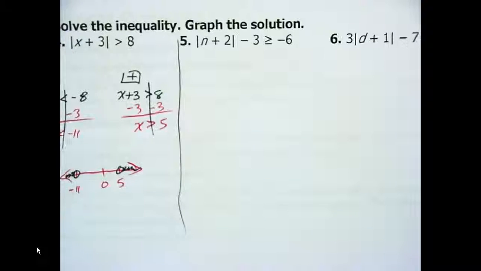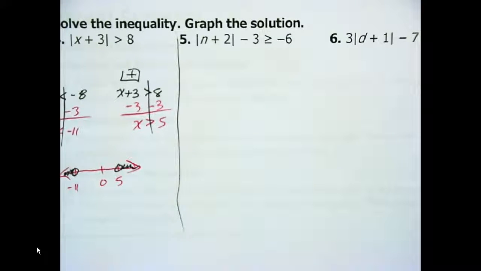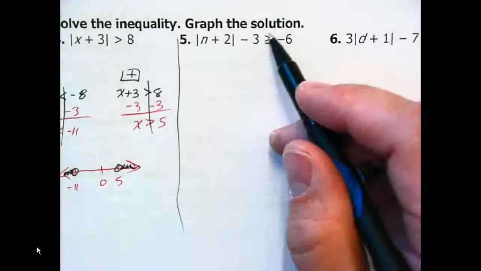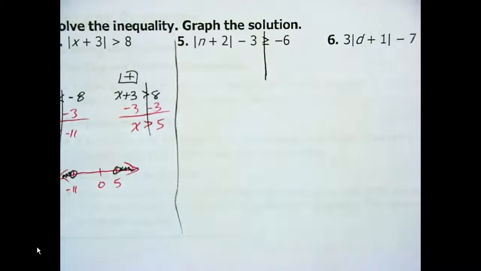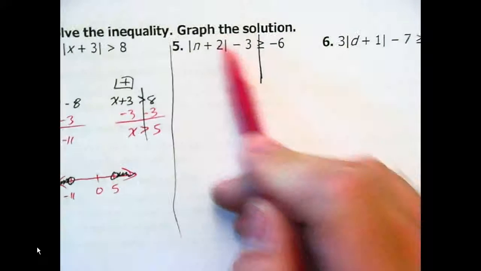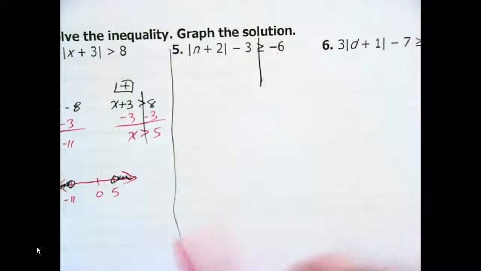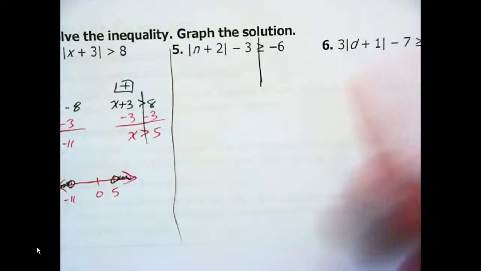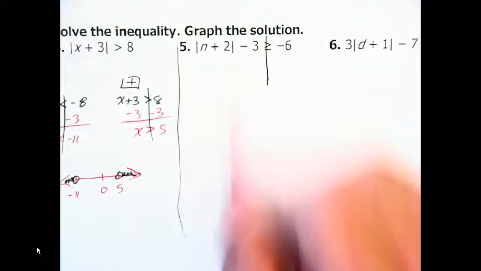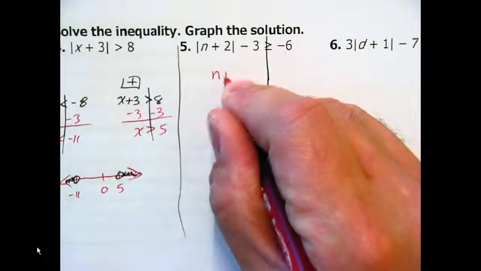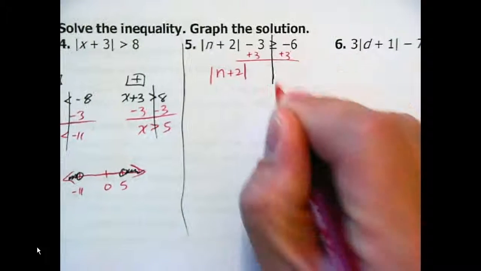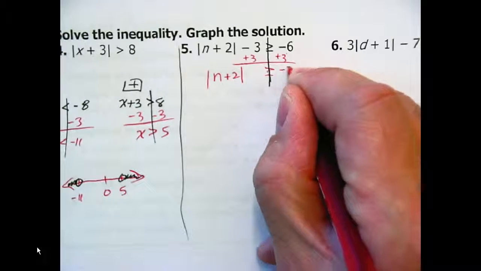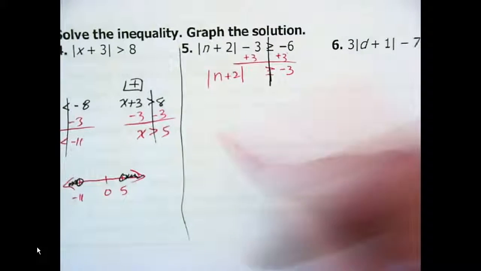What's wrong with number 5? Right now, if I look at it, is my absolute value alone? No. I have to do that first, before I even make that judgment call. If you're looking at this going, well, it's a negative here, so it says greater, so it's automatically infinitely many or no solution. We can't do that until the only thing left over here is the absolute value. So I have n plus 2. We add 3. That gives me negative 3. So now the absolute value is alone.